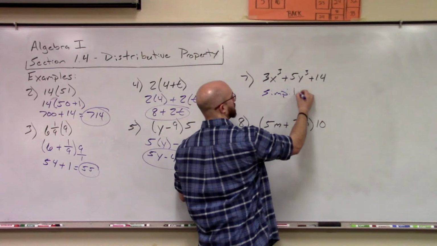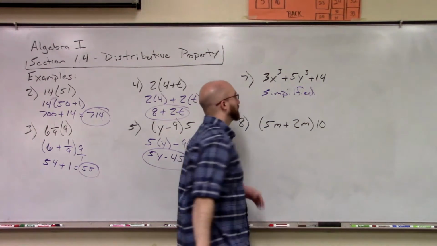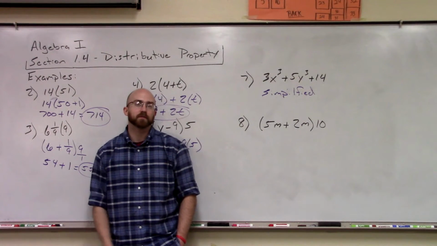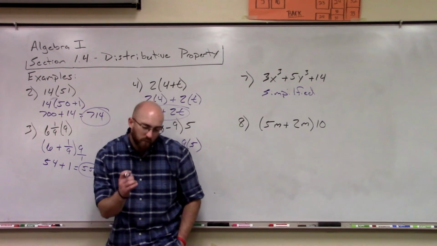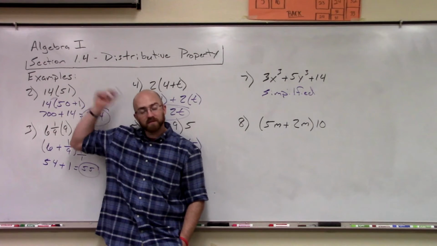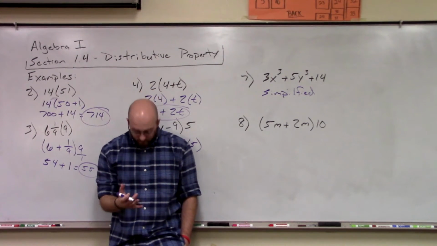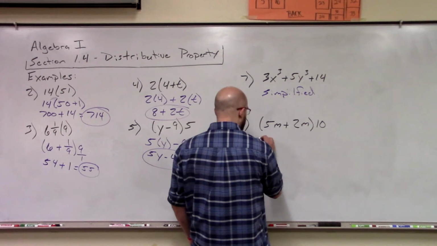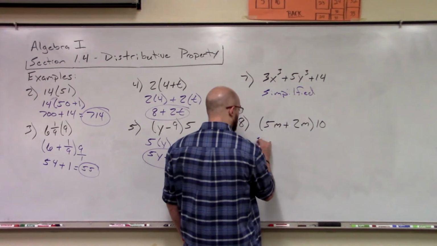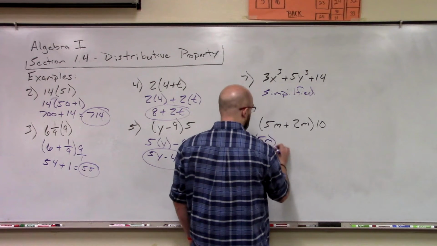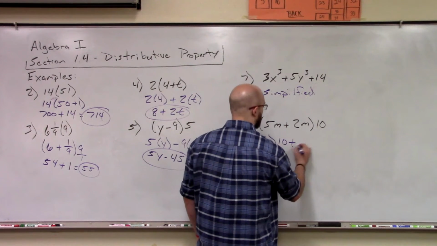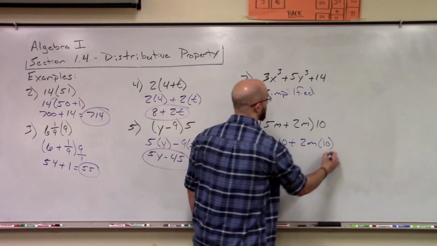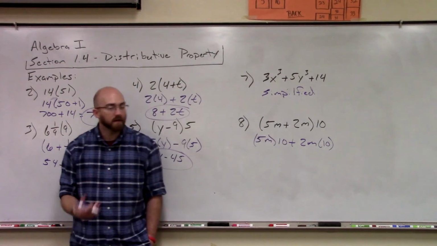If I can spell simplified, that'd be helpful, but it's probably whatever. Okay, so number 8, we need to distribute. So we have 2 ways we can do it. And since we want to use the distributive property, because that's the name of the section, let's go ahead and distribute. So we get 10 times 5m, since it's on this side, I'm going to write it this way. I get that.